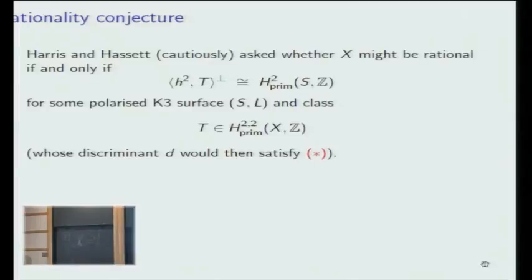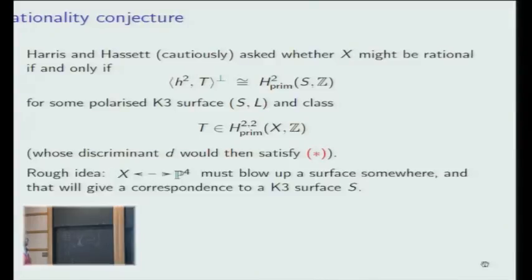Absolutely. Okay, so let me briefly say what this rationality conjecture is. I keep saying it. So Harris and Hassett, they didn't actually ever conjecture it. And it's probably a good thing, because probably it's not true. But they asked whether maybe, if your cubic fourfold has a K3 surface in the sense of Hodge theory that we've been discussing, so it has one of these embedded in it, then is that equivalent to X being rational?